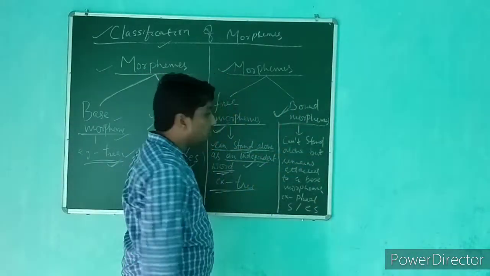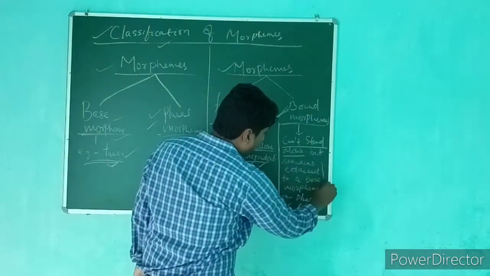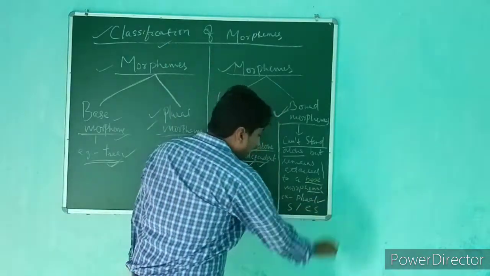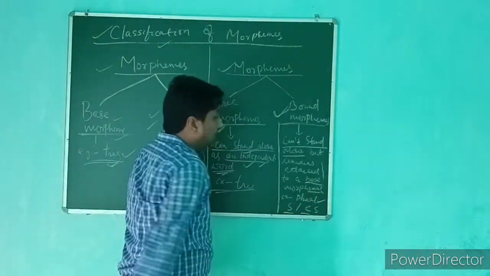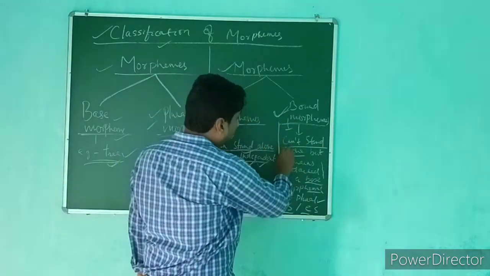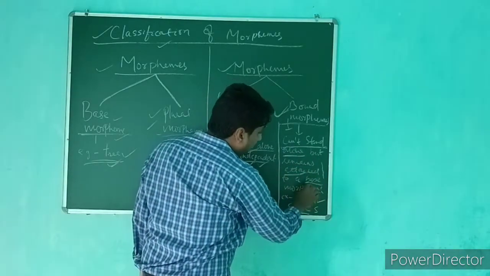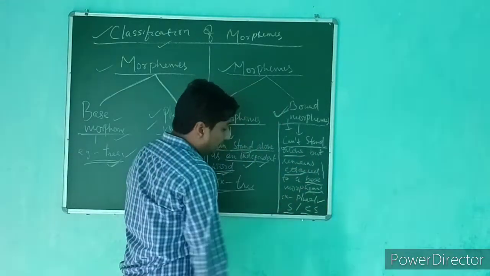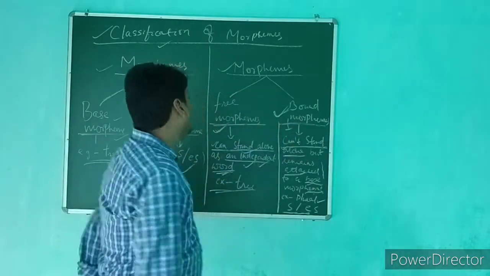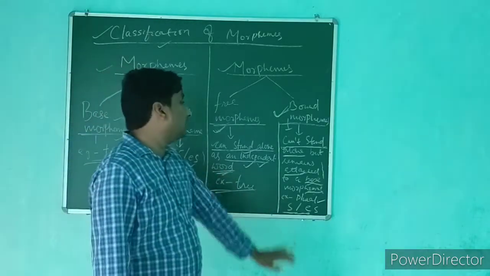Bond morphemes are those morphemes which cannot stand alone but remain attached to a base morpheme, right? An example is the plural ending s or es. What are bond morphemes? Bond morphemes are those morphemes which cannot stand alone but remain attached to a base morpheme, right? For example, s or es. So bond morphemes are the same thing as plural morphemes, right? In this fashion you can understand.